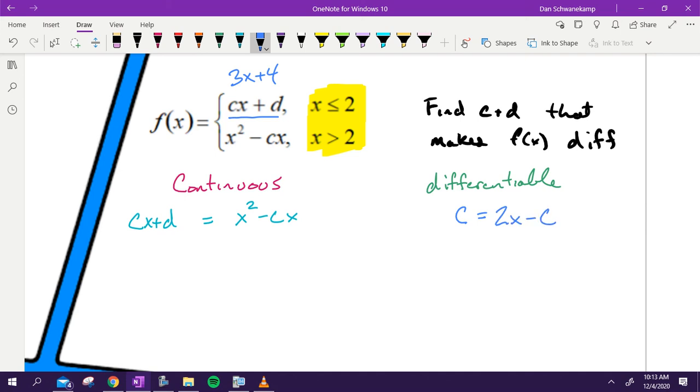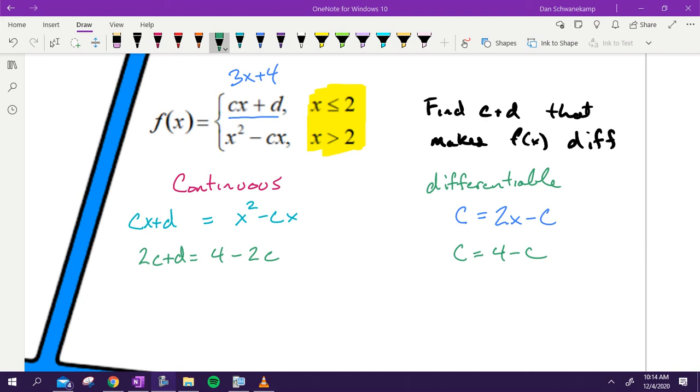Minus c. Solve one of them. Okay, you're plugging in 2. So right now you could plug in 2. So it could be like 2c plus d equals 4 minus 2c. And over here I'd have c equals 4 minus c. Solve that thing. Take a second with your neighbor and go.